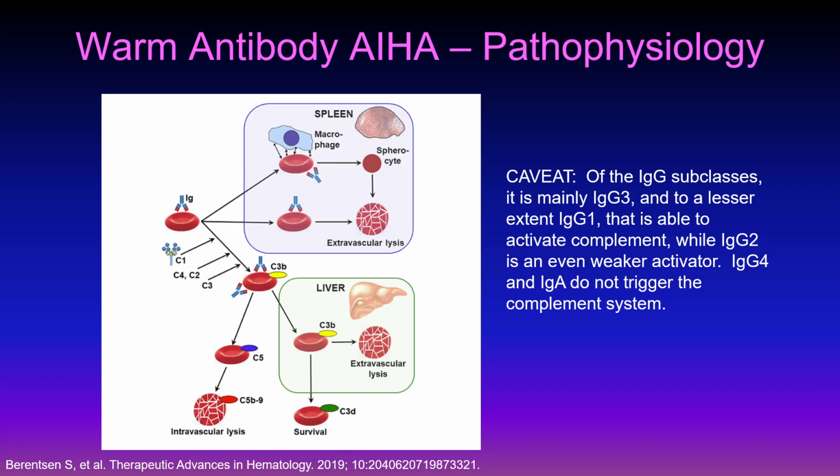So that is the simplest approach to warm antibody hemolysis. It's all happening in the spleen. The more complicated story is if you have complement, there may be additional destruction in the liver, and in a very, very rare patient, it may all happen inside your circulation. But this is the underlying disease state happening if you have a warm antibody disorder.